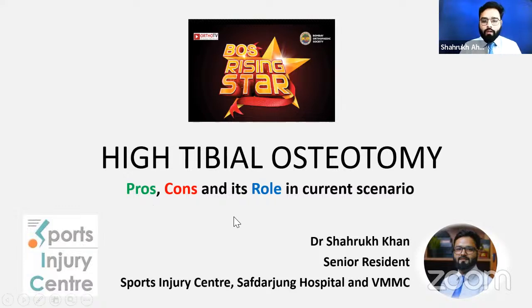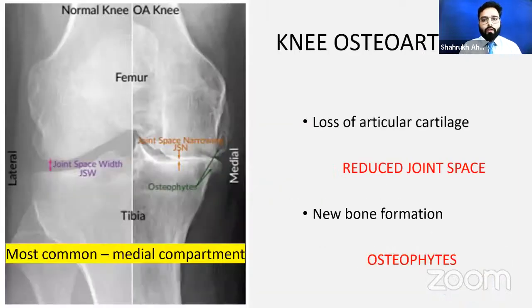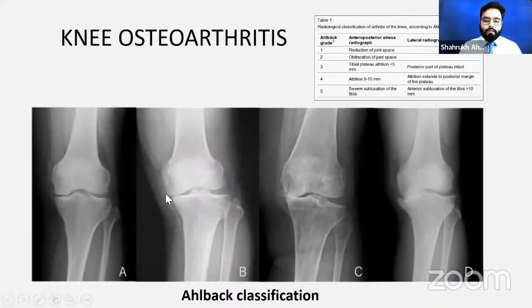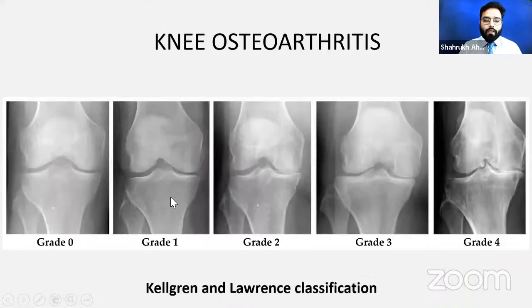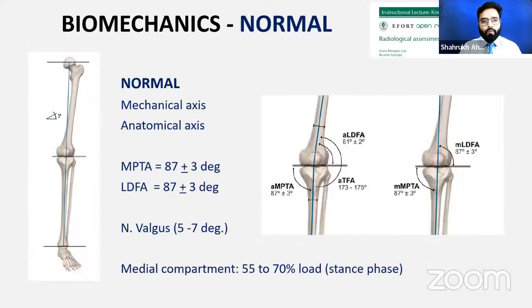Thank you, sir. Good evening, everybody. I am Dr. Shahrukh, Senior Resident from Sports Injury Center, Safdarjung. I'm going to present high tibial osteotomy, pros, cons, and its role in current scenario. So I would like to touch upon knee osteoarthritis first, which involves reduced joint space and osteophyte formation. And the medial compartment is the common compartment which is involved. It is classified by Ahlbäck and Kellgren and Lawrence classification.